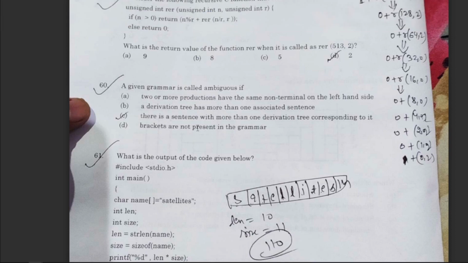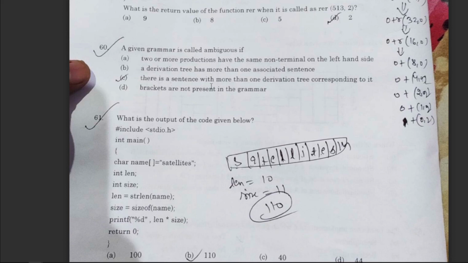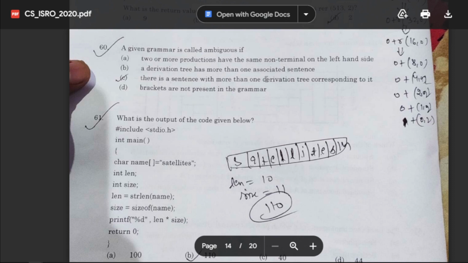60 is: a given grammar is called ambiguous if what? So the given grammar is called ambiguous if there is a sentence with more than one derivation tree corresponding to it. That is called an ambiguous grammar.